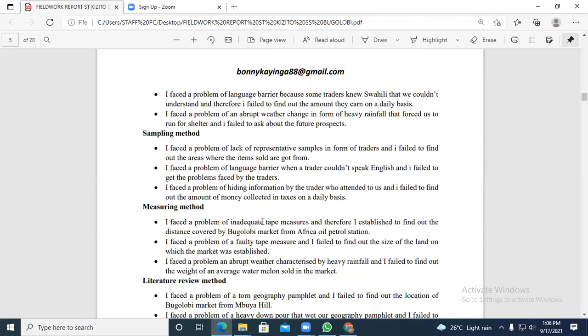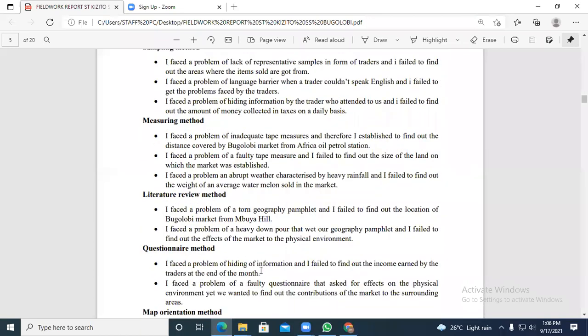Measurement: inadequate tape measure, faulty tape measures. And then abrupt weather, like a heavy downpour, can affect you, and maybe a traffic jam or heavy traffic. You find that cars are moving all the time and you cannot measure the width of that road. It is also geographical in nature.